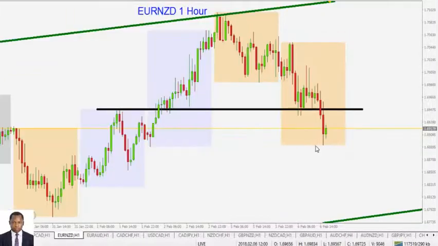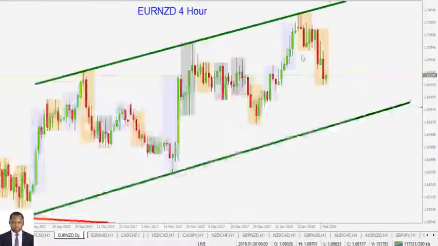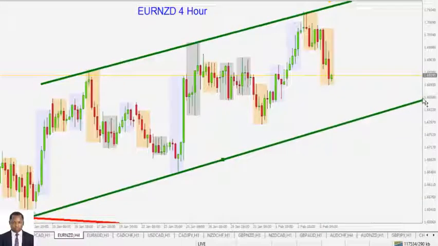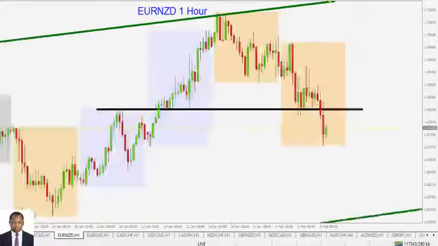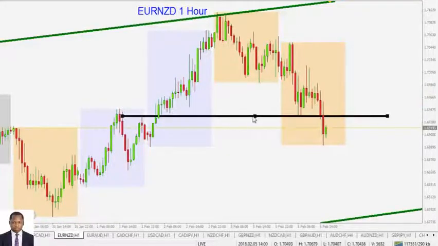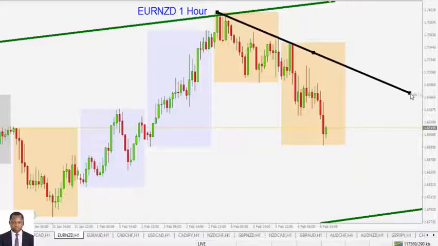Euro against the New Zealand dollar. Trading within the channel. Okay, let's keep this line.